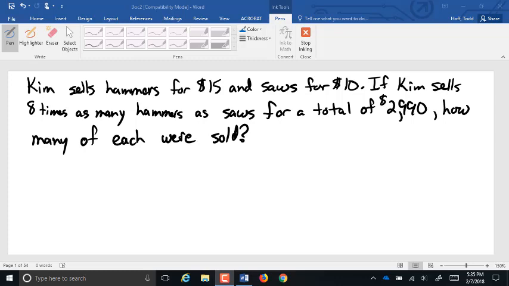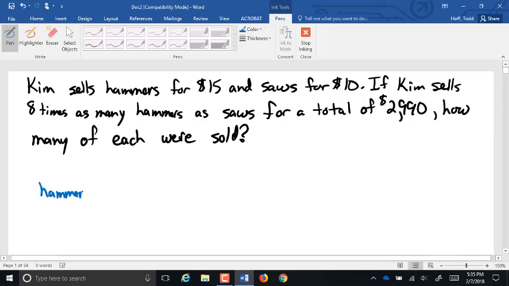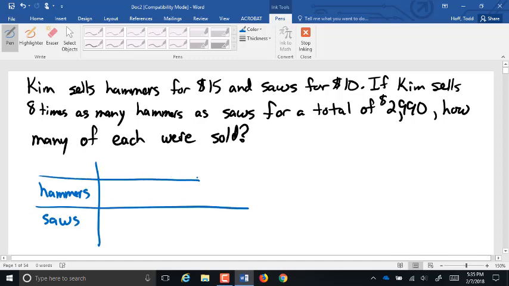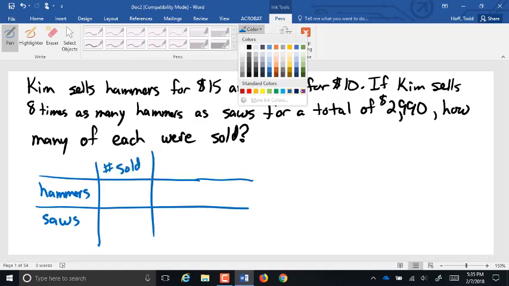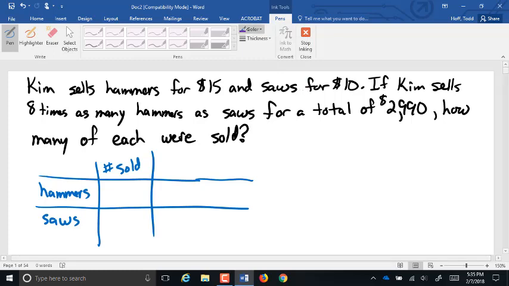You might not be done with it yet, but let's see how you're doing with it so far. So here we have hammers and saws. And we have to start out by expressing the number sold. Now again, we look to see if one is calculated from the other. And we look on here, 8 times as many hammers as saws.